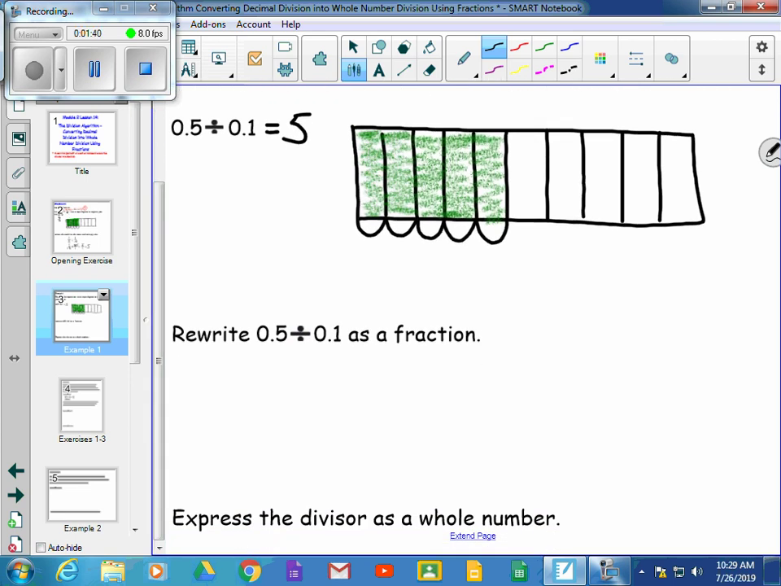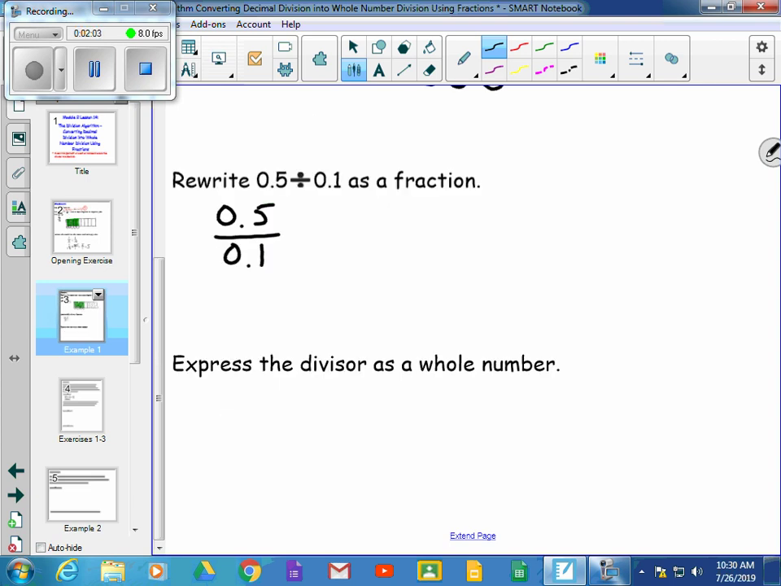Now the next part wants us to rewrite this division statement as a fraction. We can rewrite division statements using a fraction bar. They mean absolutely the same thing. 0.5 divided by 0.1. Now if I had you solve that on a computer or on a calculator, where you had 0.5, hit the divide button, and had 0.1, you would get an error. Your calculator does not like having a decimal as a divisor or as a denominator.